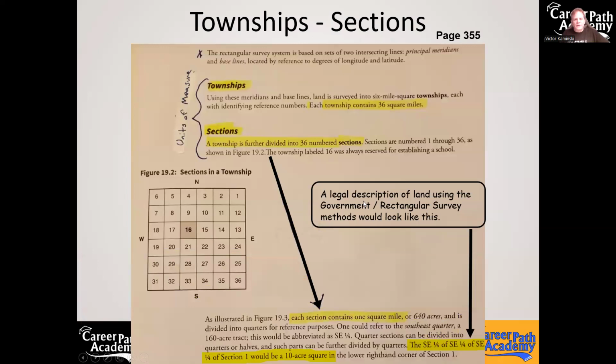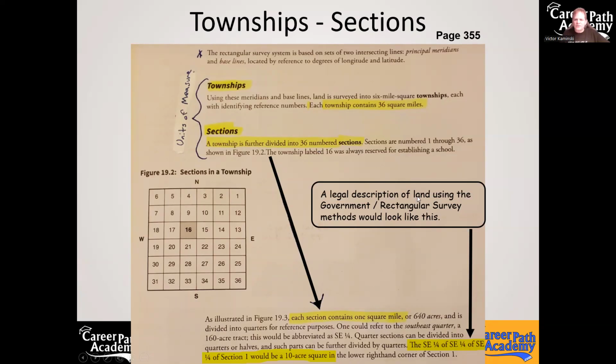So a township, let's do these highlights as well, page 355. This is under the rectangular system. These are units of measure, townships. Each township contains 36 square miles. A township is further divided into 36 numbered sections, and each section contains 1 square mile.